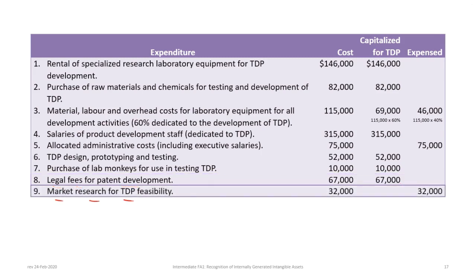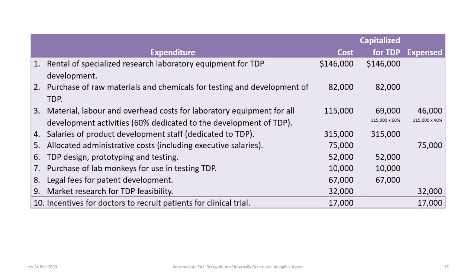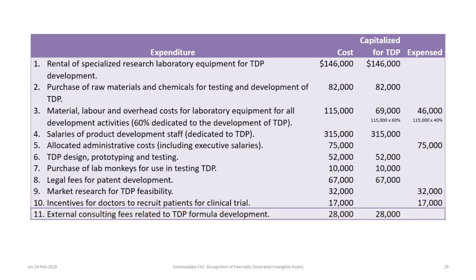Market research for TDP feasibility. Even though for costs to be considered development costs and capitalized, they must be technically feasible, the actual research to determine the feasibility is not a capitalizable cost. So even though the company incurs costs to conduct some market research, those are expensed. So $32,000 expensed. Then the company incurs some costs for incentives for doctors to recruit patients for clinical trials. The drugs have to be tested, but those promotion costs are actually not related to the development of the product, and so they must be expensed. So $17,000 expensed.